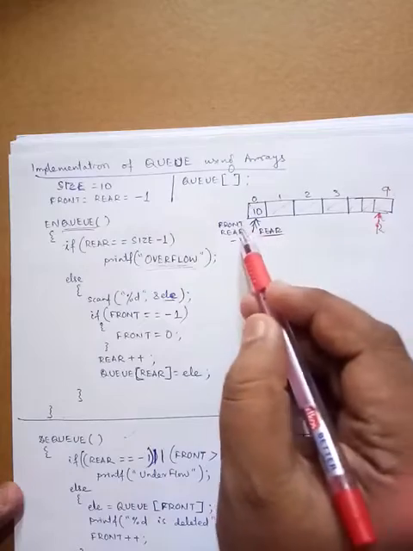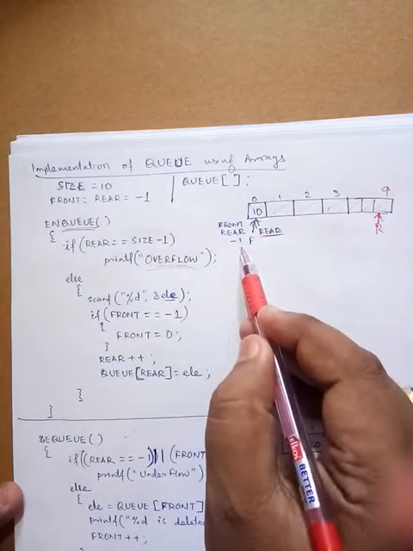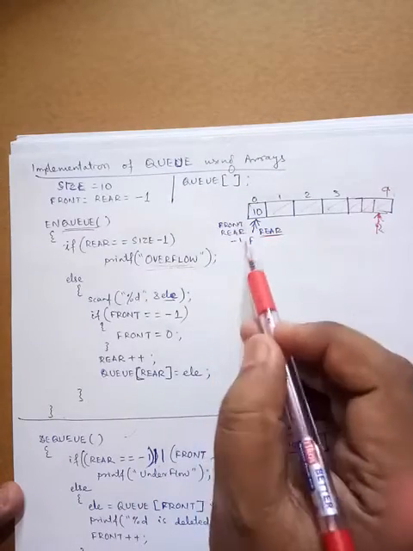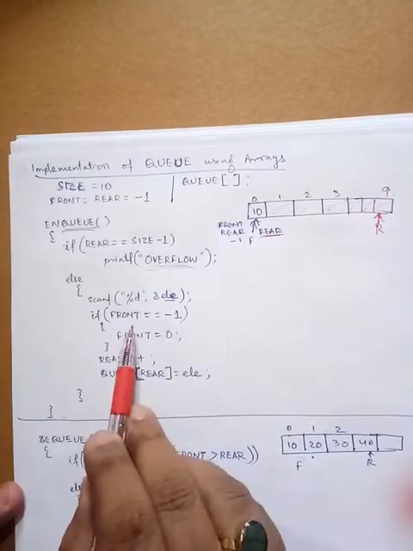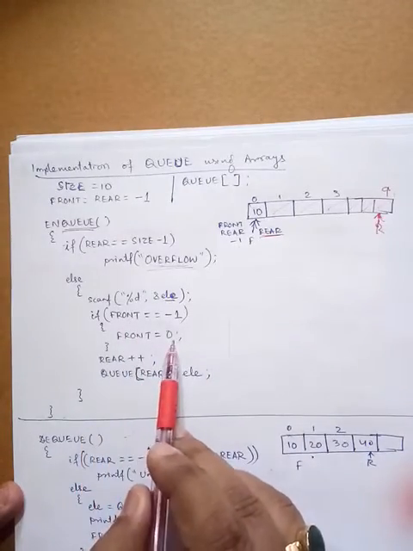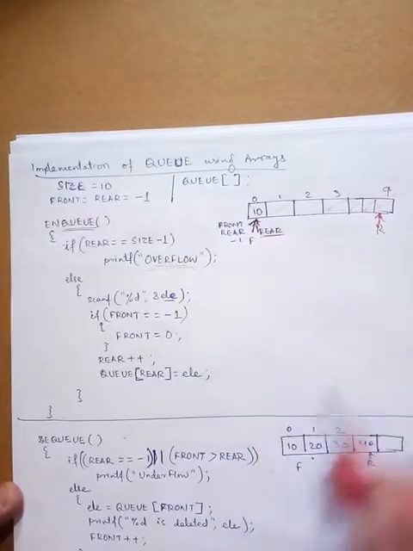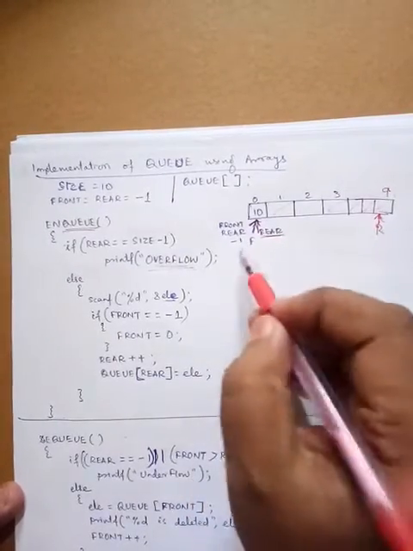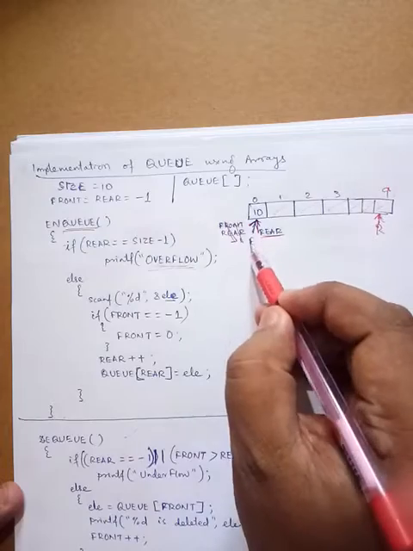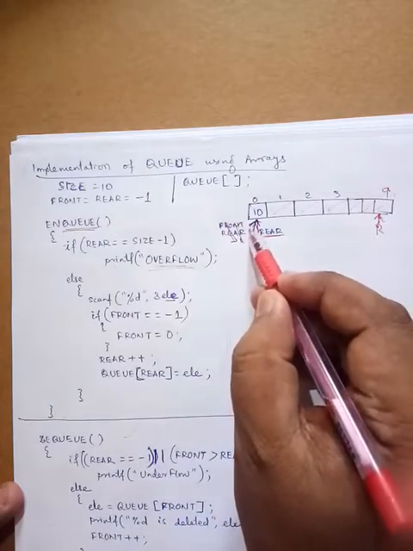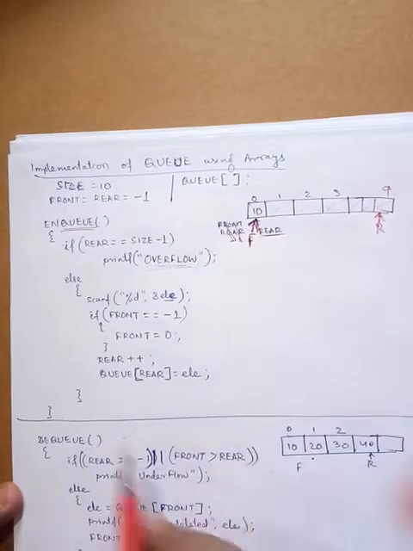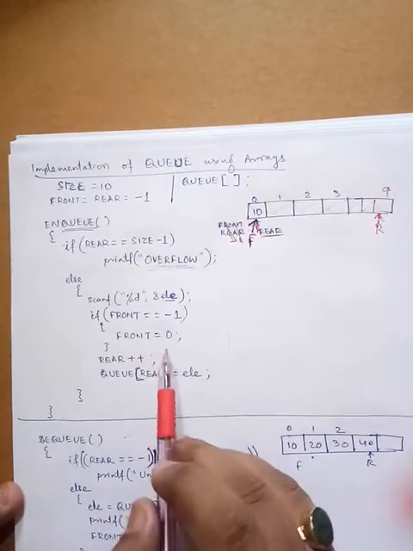If front is equal to -1, front and rear are both -1. If front is equal to -1, first change that value to 0. That means front will point to this location. Now this is F, that is front, will point to 0. That means front is equal to 0.